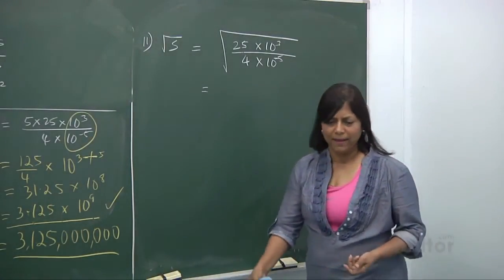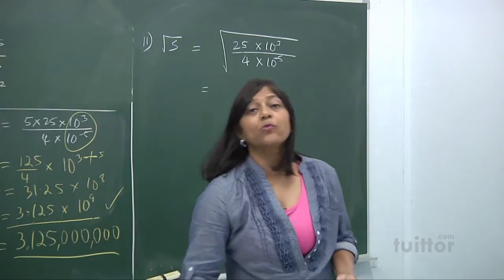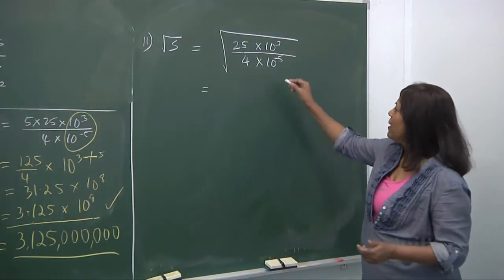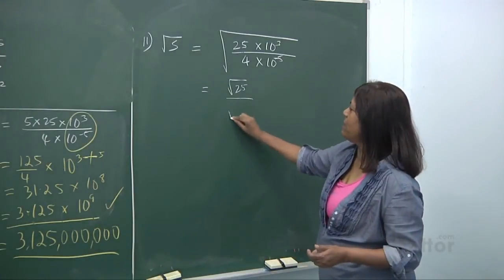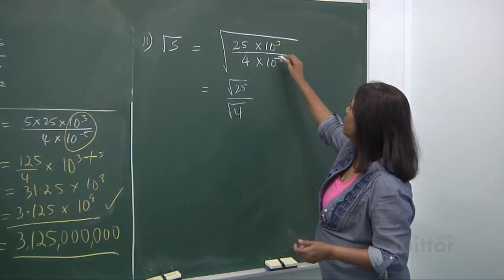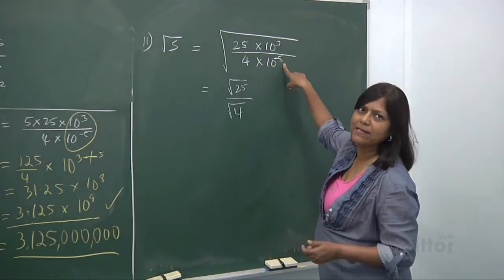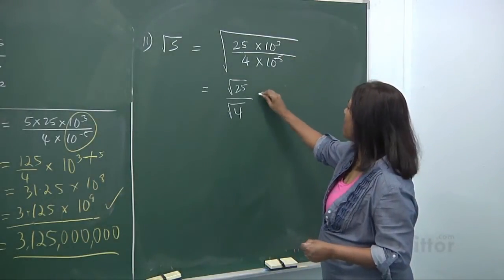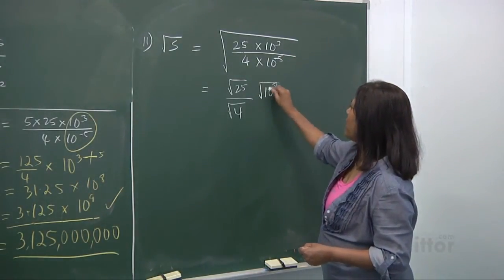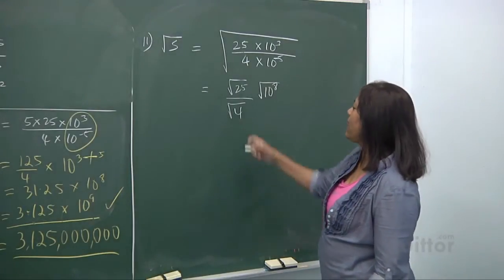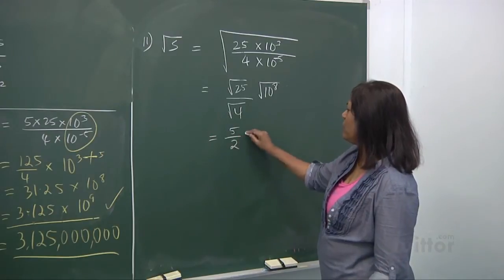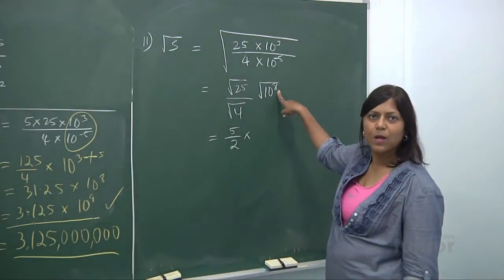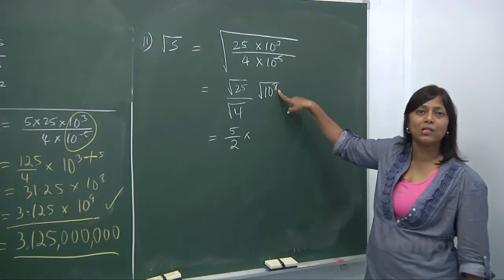We can split the square root of 25. We can split the square root of 4. These two, 10 to the power of minus 5 times 10 to the power of 3, give 10 to the power of minus 2, and we can find the square root of this. So what do we get? The square root of 25 is 5. The square root of 4 is 2. For powered functions, we divide the power by 2.